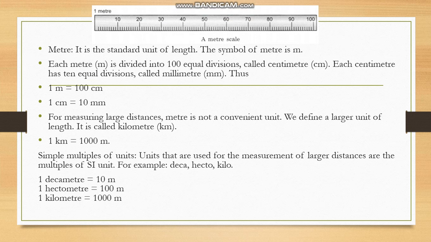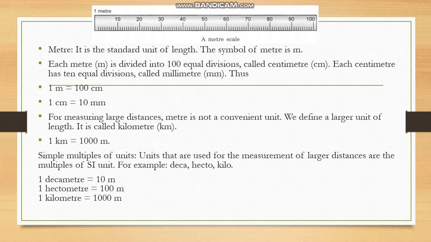Meter is the standard unit of length and the symbol of meter is m. Each meter is divided into 100 equal divisions called centimeters. Each centimeter has 10 equal divisions called millimeters. Therefore, 1 meter equals 100 centimeters, and 1 centimeter equals 10 millimeters.